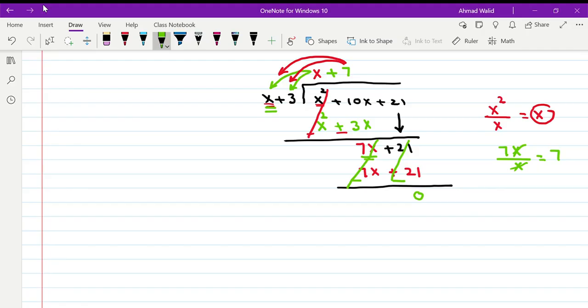Correct? It means whenever you divide x squared plus 10x plus 21, even though you could factor this one, but I didn't, I just showed the long division. Divide by x plus 3, your answer is what? X plus 7.